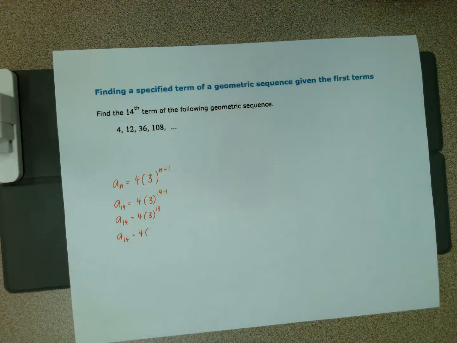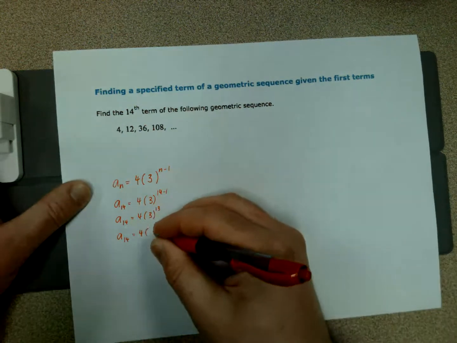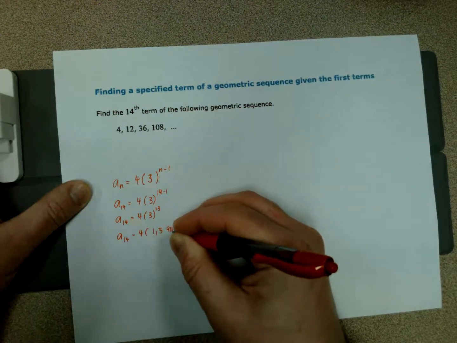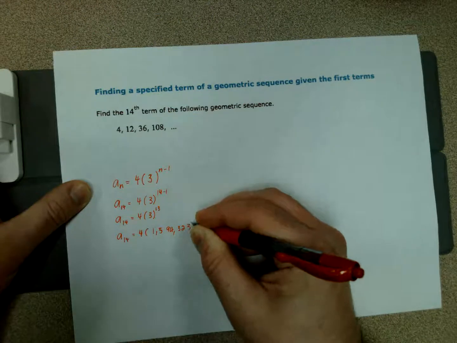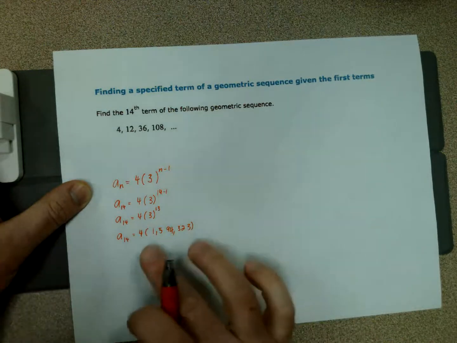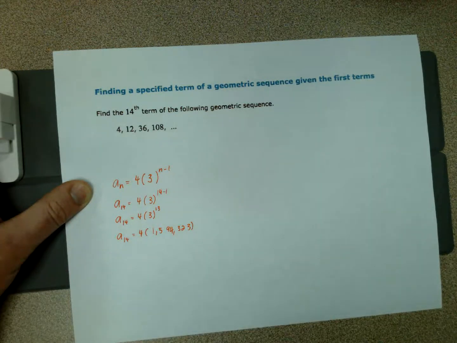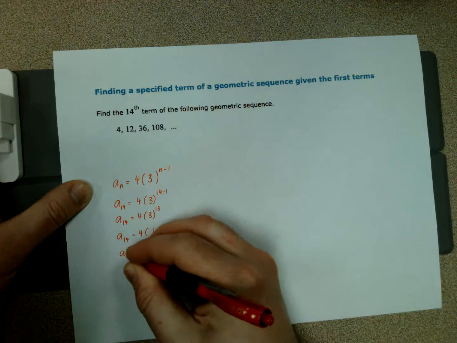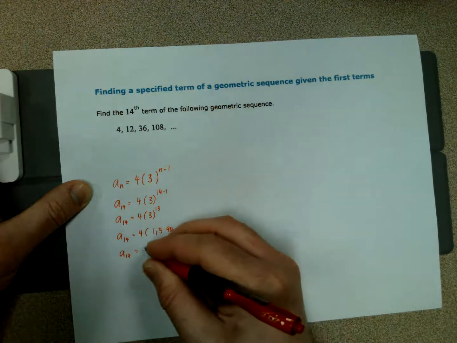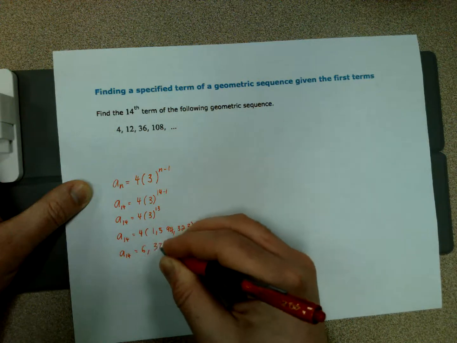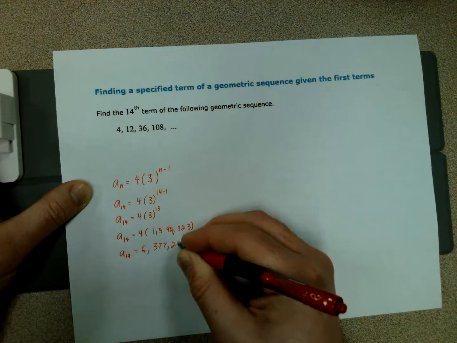So grabbing my calculator over here, I have 4, nope, I almost did that wrong myself, 3 raised to the 13th power, and you get 1,594,323. Okay. Then I'll take that number, multiply by 4, and get the 14th term is going to be 6,377,292.